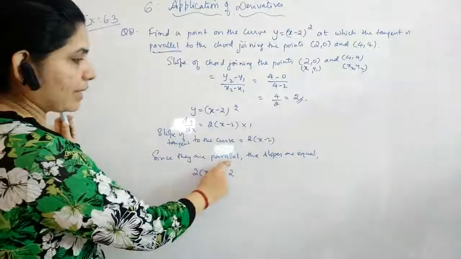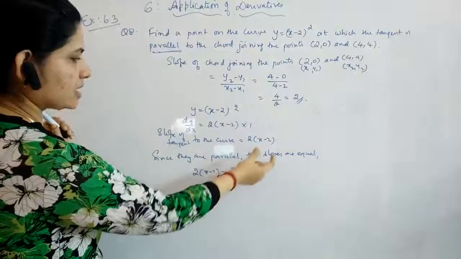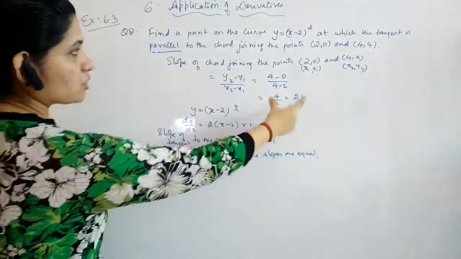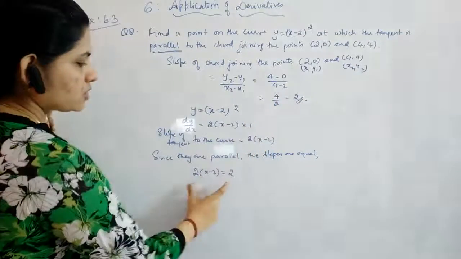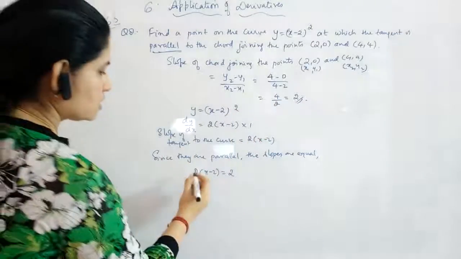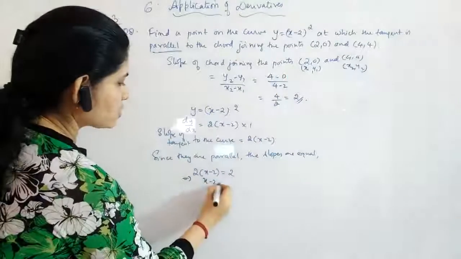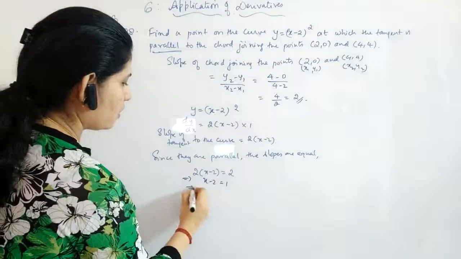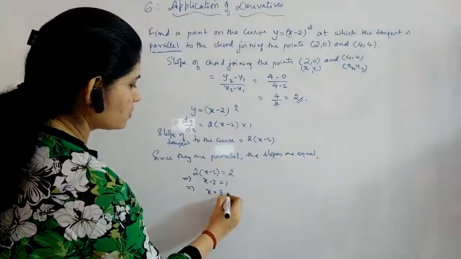Since they are parallel, the slopes will be equal. That means the slope of this and the slope of the chord will be equal. So we are just equating those values: 2 into x minus 2 is equated to 2. So what will you get? x minus 2 is 1, or x is equal to 3.